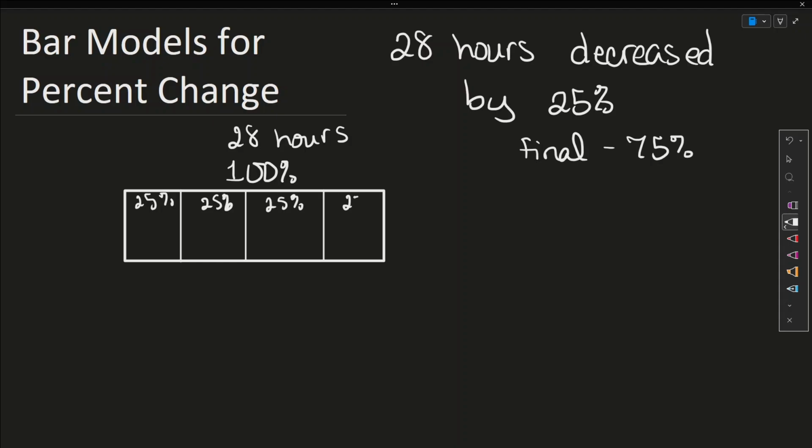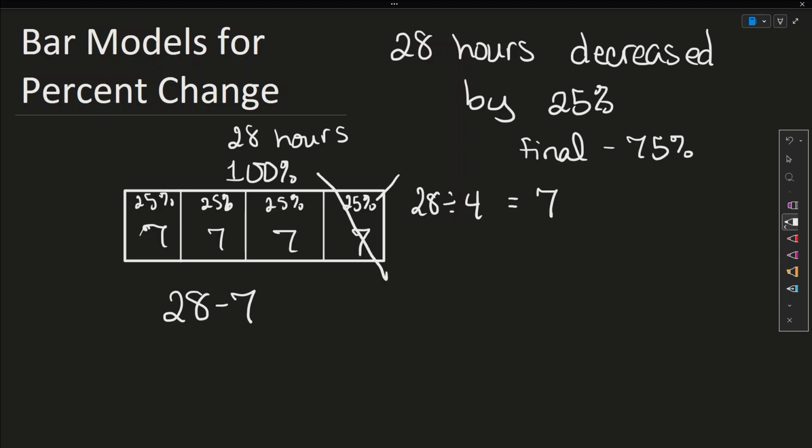And then when we do that, we can divide 28 divided by the 4 equal pieces to get that each piece is worth 7. So 25% is 7 hours. A decrease of 25% would mean we would subtract 7 hours, since we need to cross one of these out in order to decrease. That gives us a total of 21 hours. So 28 hours decreased by 25% is 21 hours.